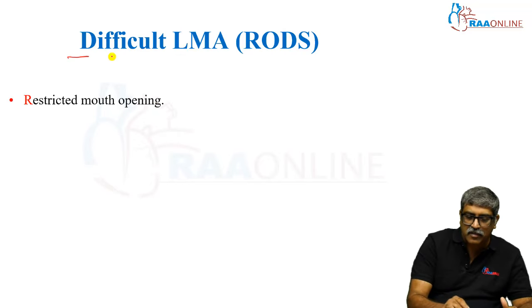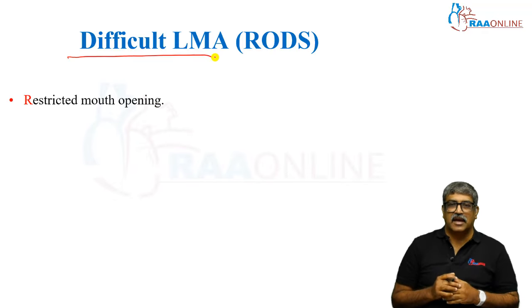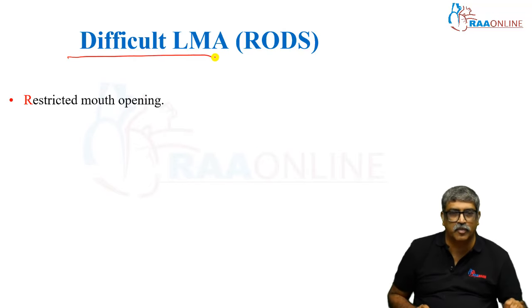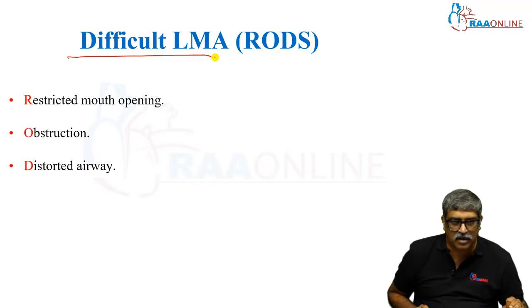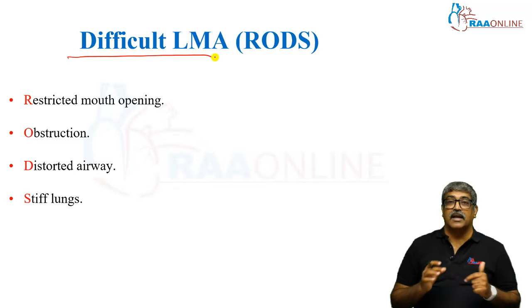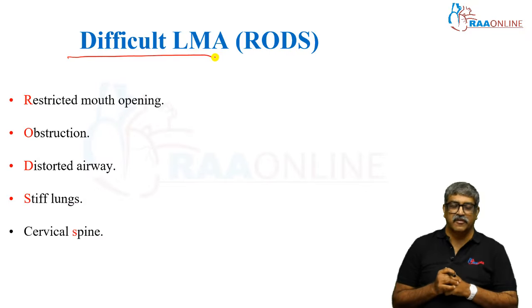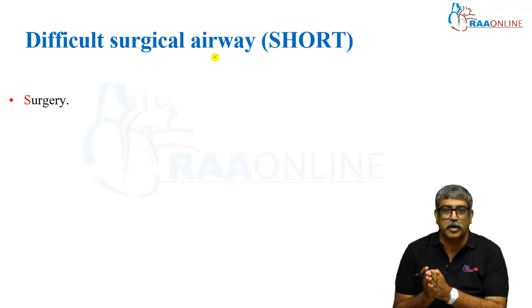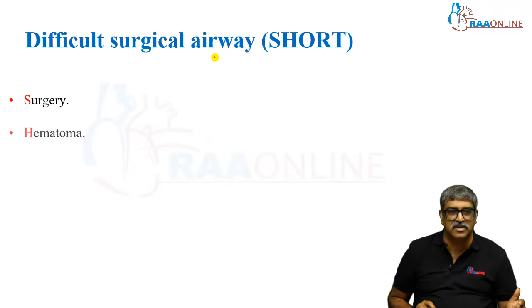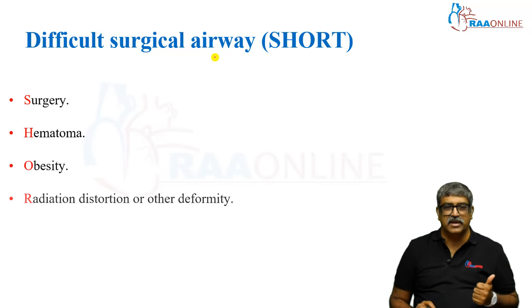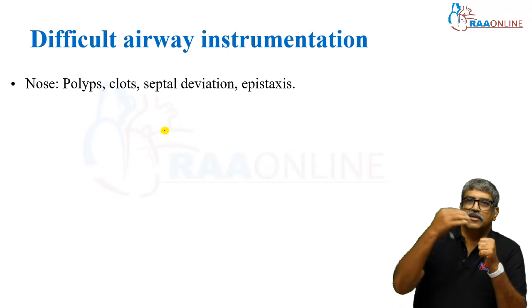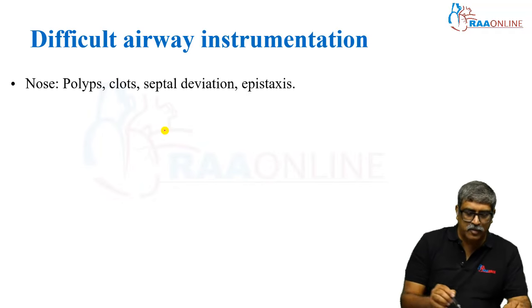Coming to difficult placement of laryngeal mask airway, which is formed by the acronym RODS: R for restricted mouth opening, O for obstruction, D for distorted airway, and S for stiff lung as well as cervical spine. Difficult surgical airway is given by the acronym SHORT, which is surgery of the airway, hematoma, obesity, radiation distortion or other deformity, and T for tumor.